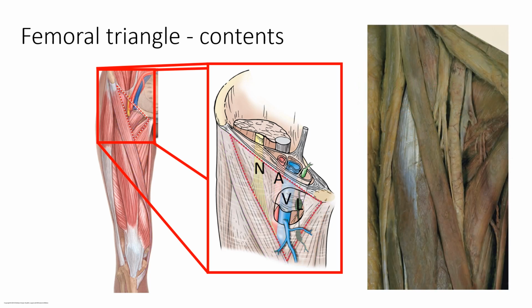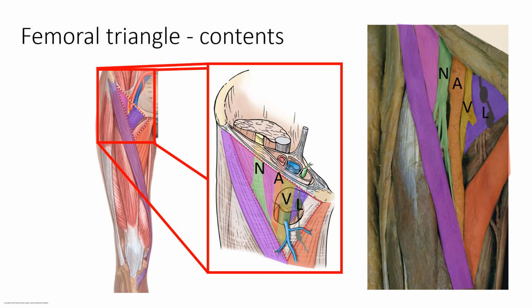Now, let's see these structures on a cadaver dissection. Just for reorientation, we have our sartorius muscle, adductor longus, pectineus, and our iliopsoas. Now let's find our NAVEL. We have femoral nerve, femoral artery, femoral vein, and it's been removed in this donor, but our lymphatics would be right about here going through our femoral canal.